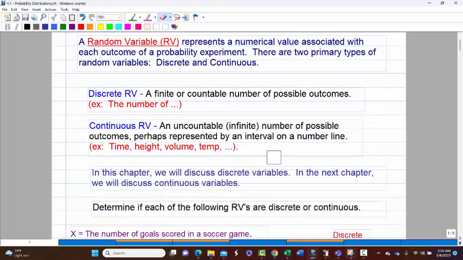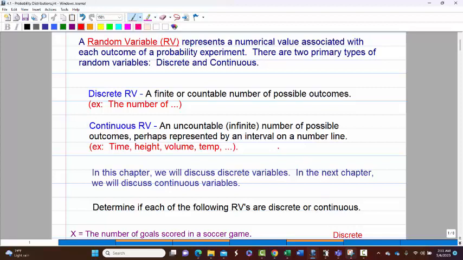Continuous is an infinite number of outcomes that you could represent on an interval on a number line. Measurements like time, height, volume, temperature, even if the display showing you the measurement shows it only in whole numbers, it doesn't mean that it can't take on values in those intervals. I'll put an example of an interval here. Say we've got 2 to 6. In algebra and interval notation, that means any possible real number between 2 and 6.